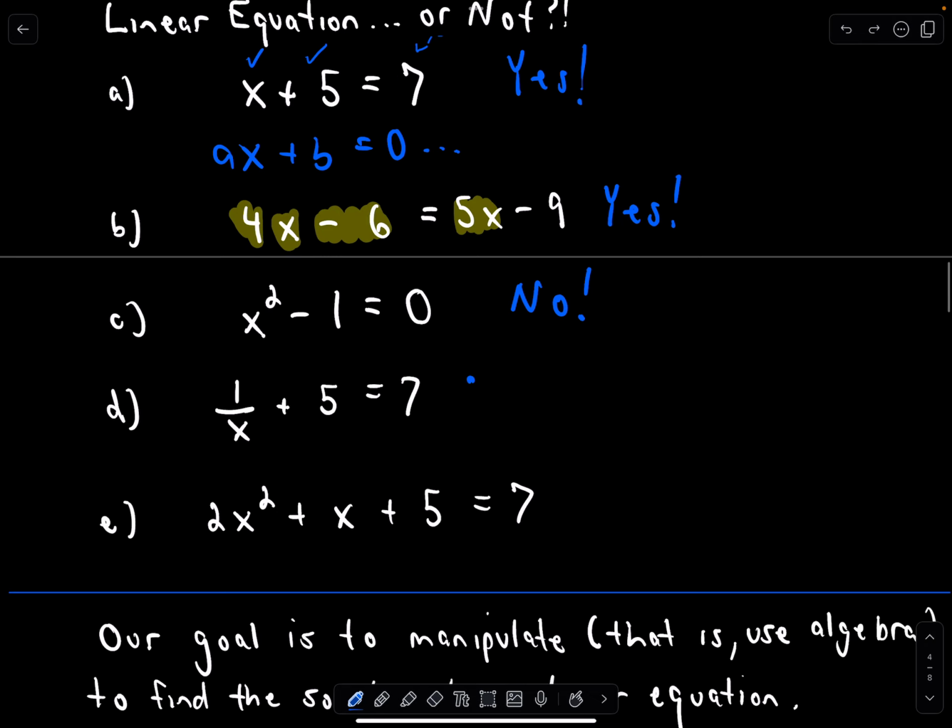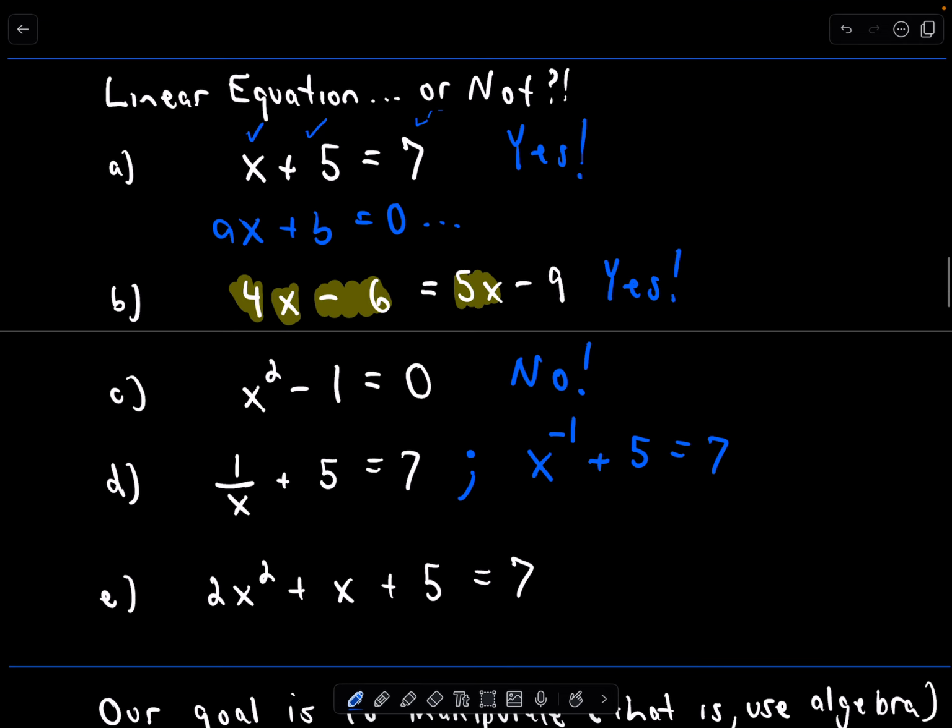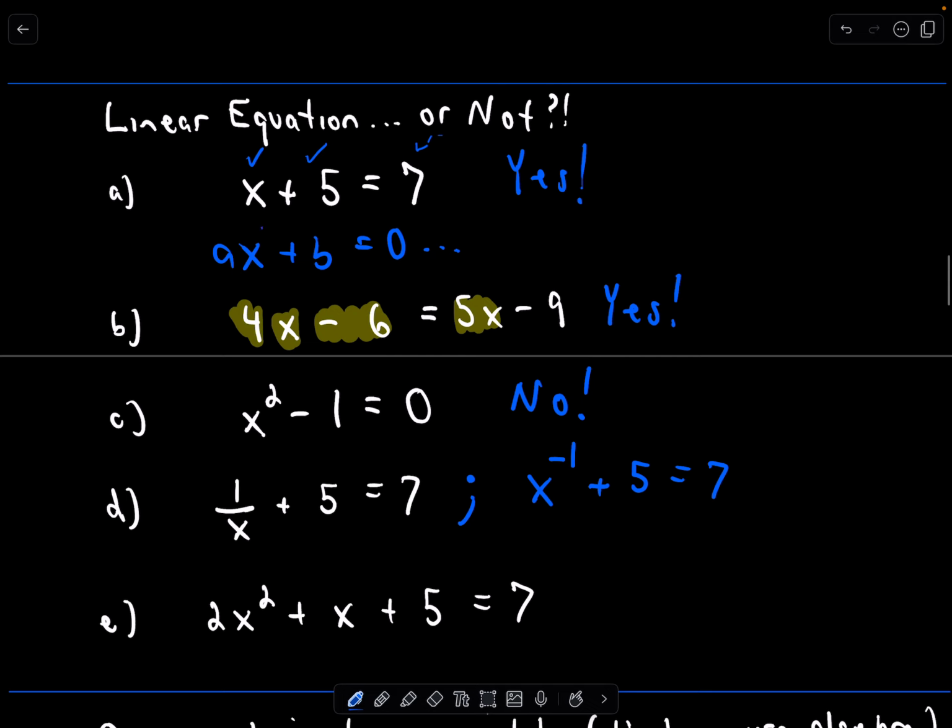And I could rewrite this equation. Notice I could write 1 over x using properties of exponents as x to the negative first, and then plus 5 equals 7. And again, notice I don't have this x to the first power. That's what I want. We don't write it, but it's understood it's a degree of 1. But now I've got negative 1. So that's messing things up. So no, this is not linear.